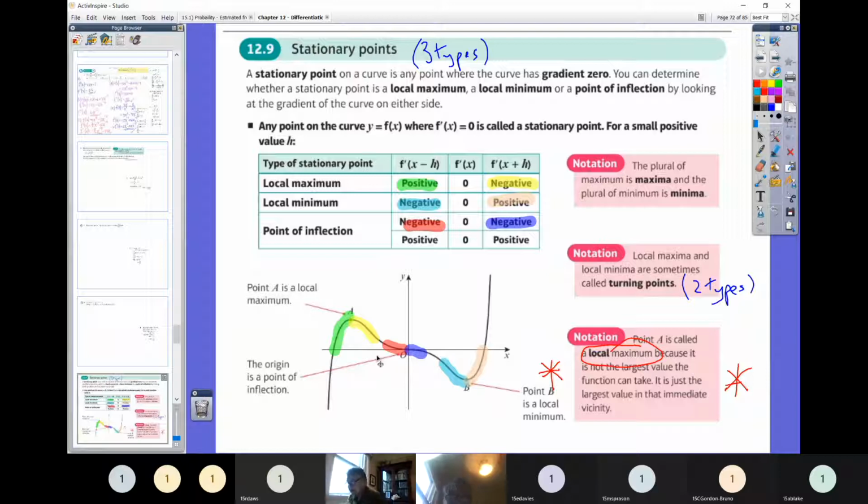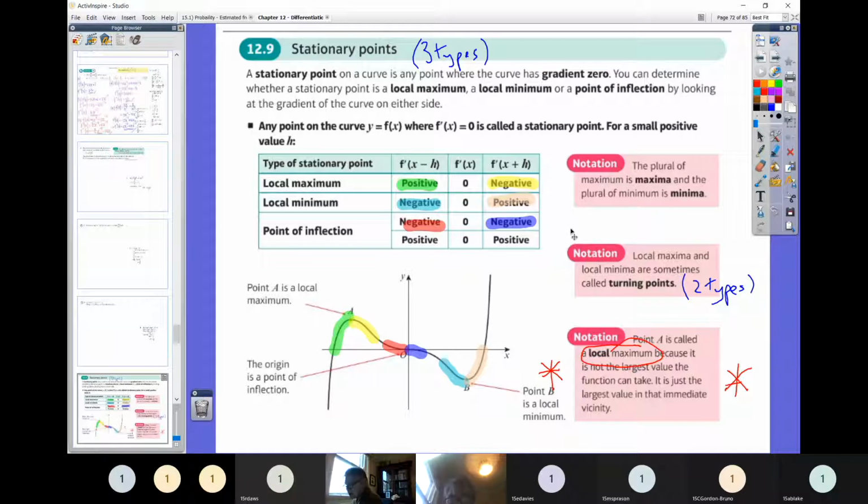and build upon it. Okay, so the next bit we're looking at is stationary points. Now, there are three types. You can either have a maximum point, like we've seen at IGCSE, or a minimum point, like we've seen at IGCSE, or what's called a point of inflection, and I'll come back to that in a minute. So there are three types of stationary points, of which the maximum and the minimum are turning points.